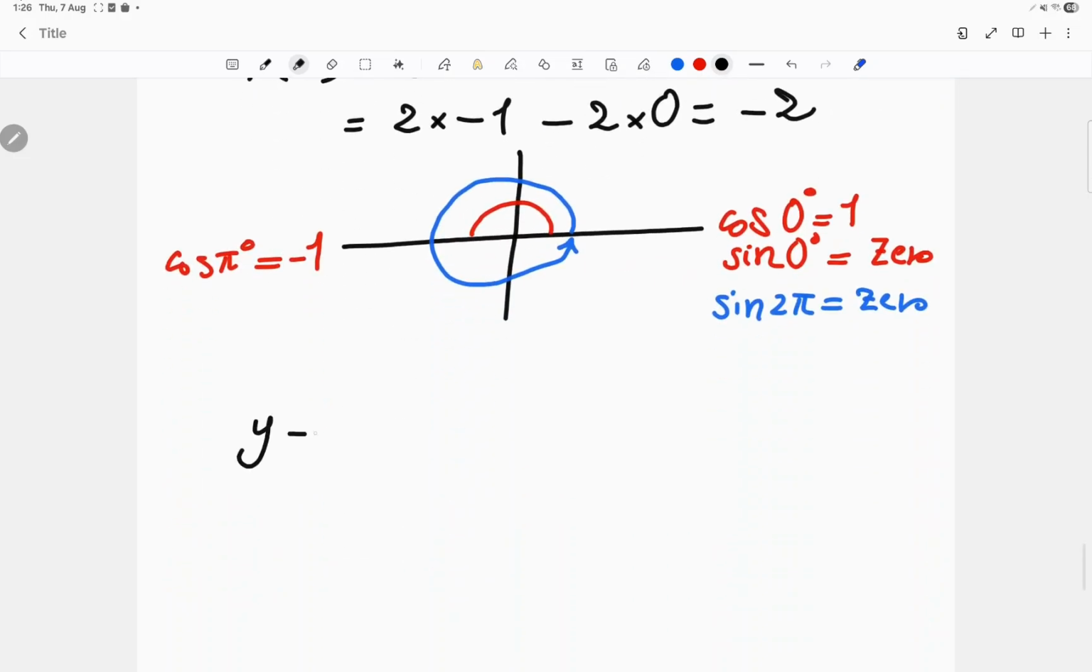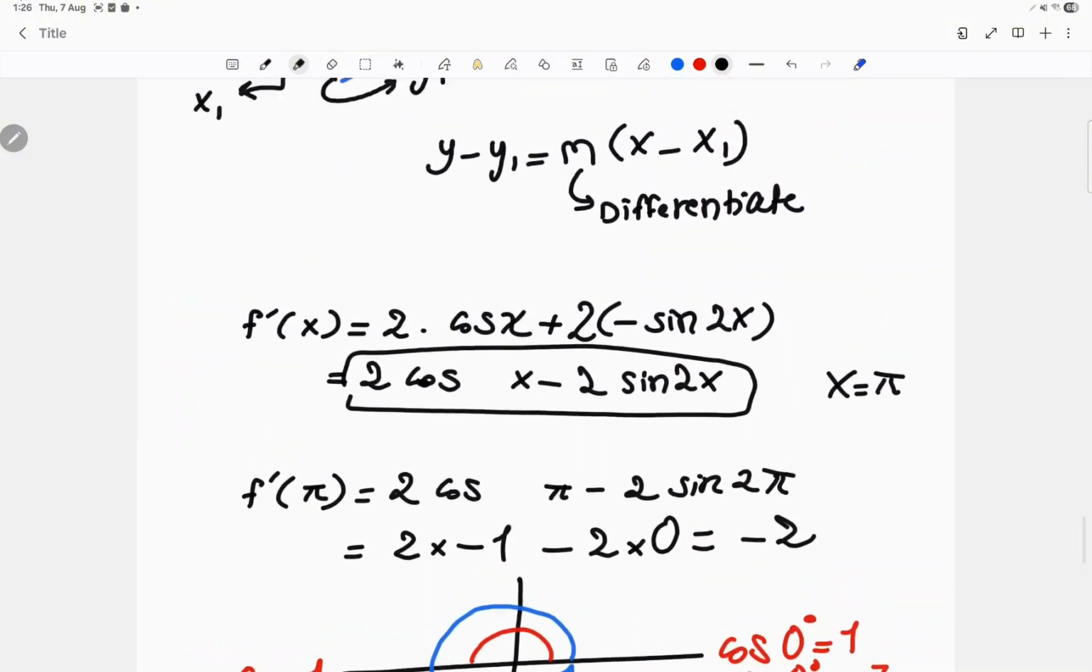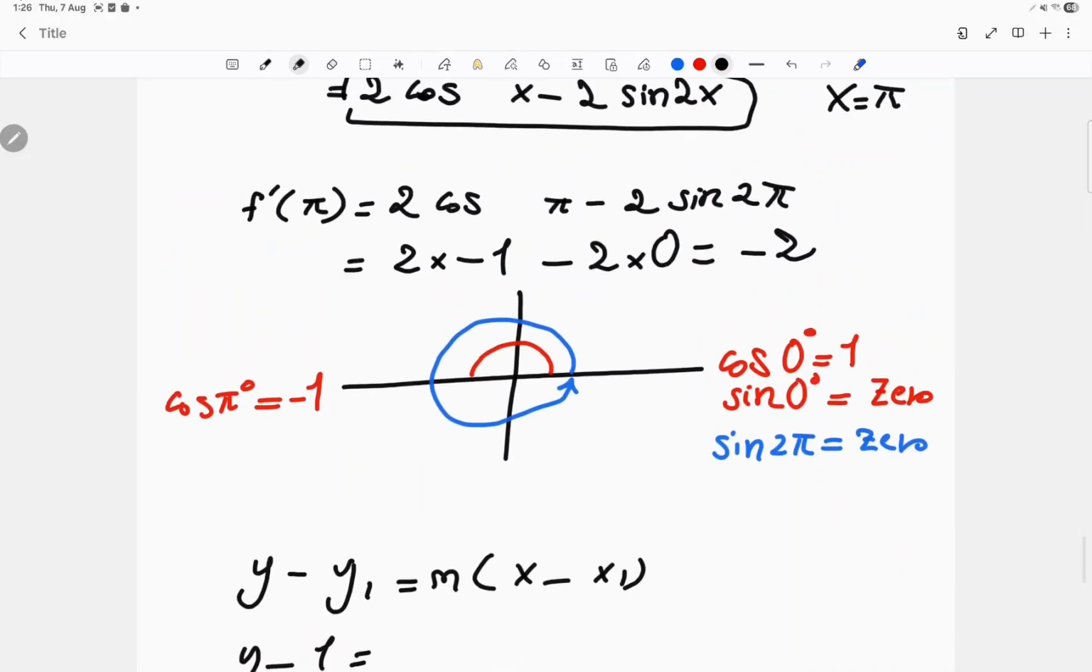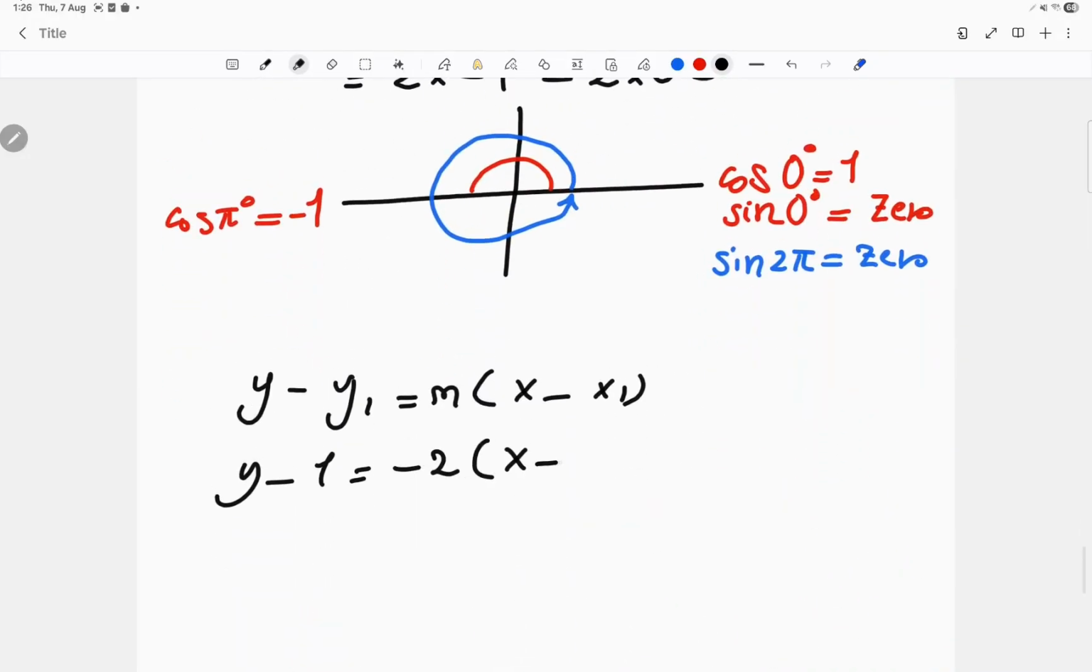So I'm going to say y minus y1 is equal to m times x minus x1. Y minus y1 is 1. M is the slope, -2. X minus pi. Now, just keep the y alone. So -2.